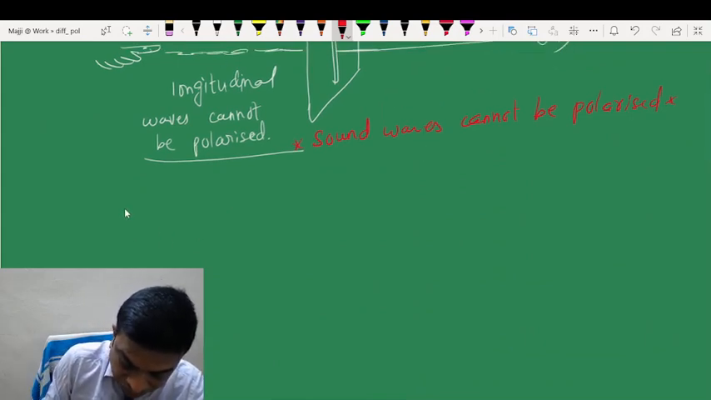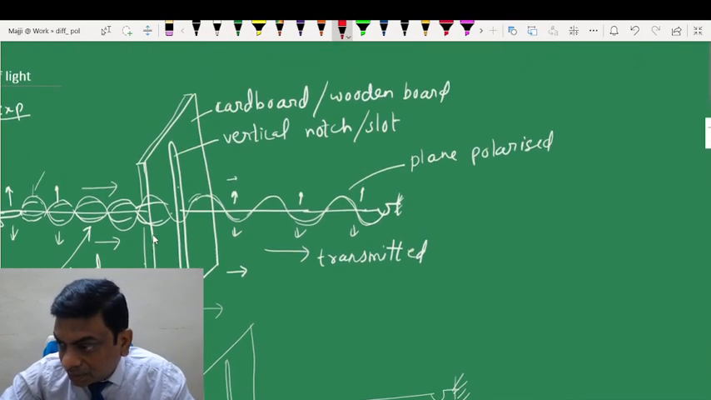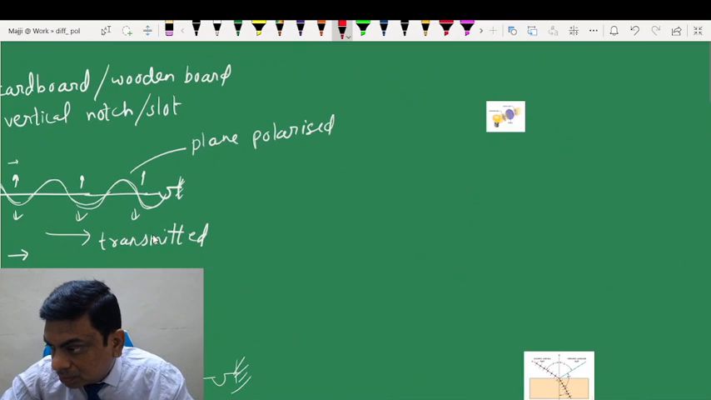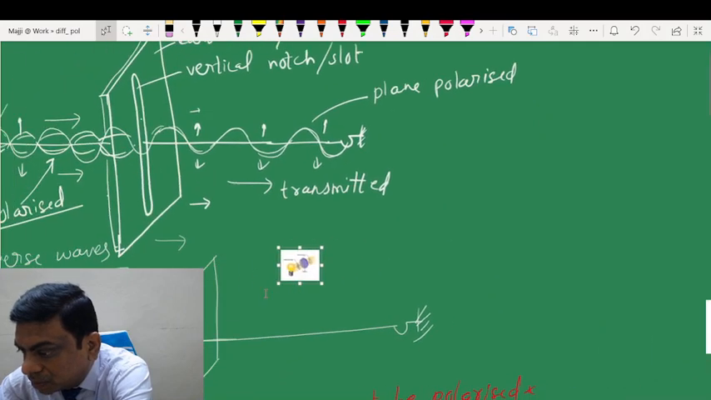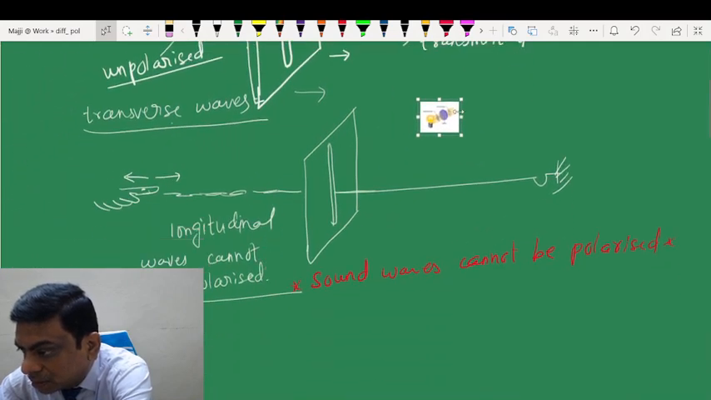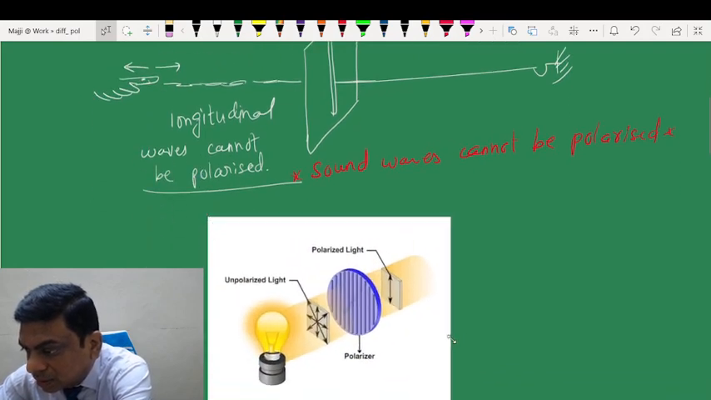Now suppose I have a diagram here. So that you understand, let me draw this diagram. To save time, I'll be making use of this diagram, students, because I'm not very good at drawing.